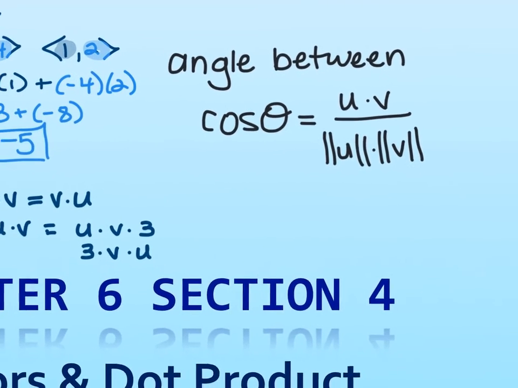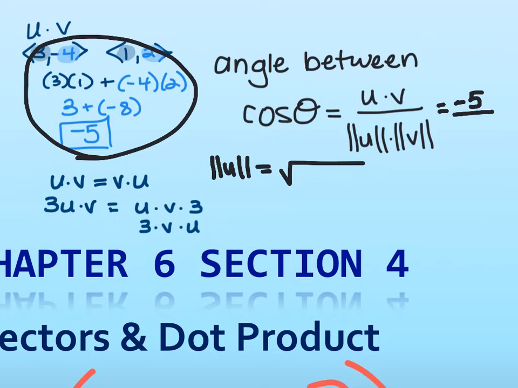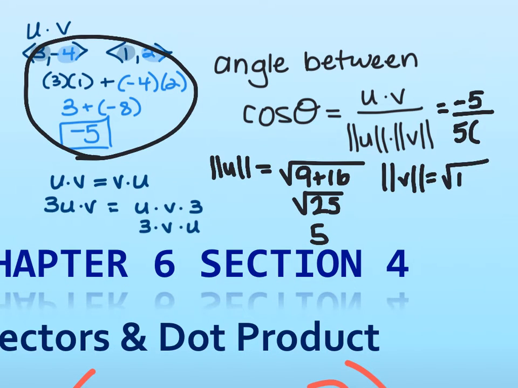So if I actually go back to the example that's over here, if I wanted to find the angle between 3, -4 and 1, 2, I would find the dot product of those two, which we already found was -5. And then I would find the magnitude of u. So square root of 3 squared, which is 9, plus -4 squared, which is 16, square root of 25, which is 5, times the magnitude of v, which would be the square root of 1 squared, which is 1, plus 2 squared, which is 4, so square root 5.